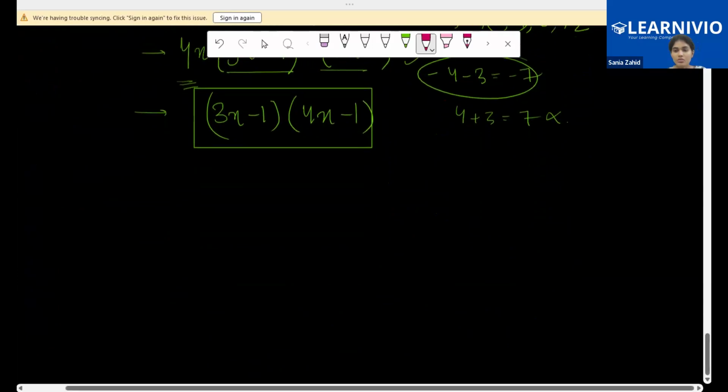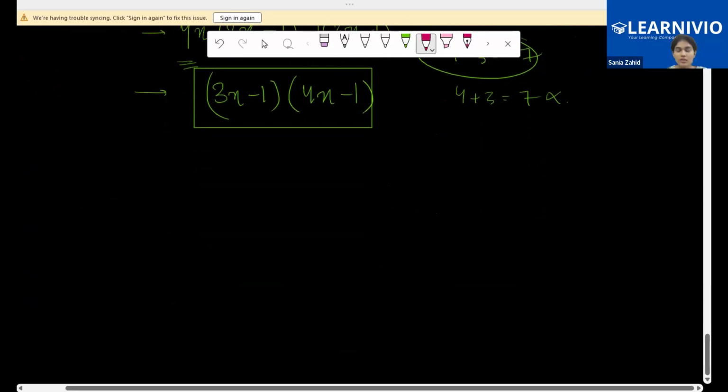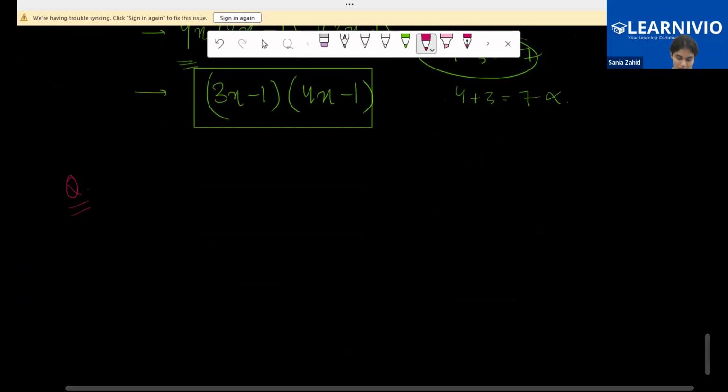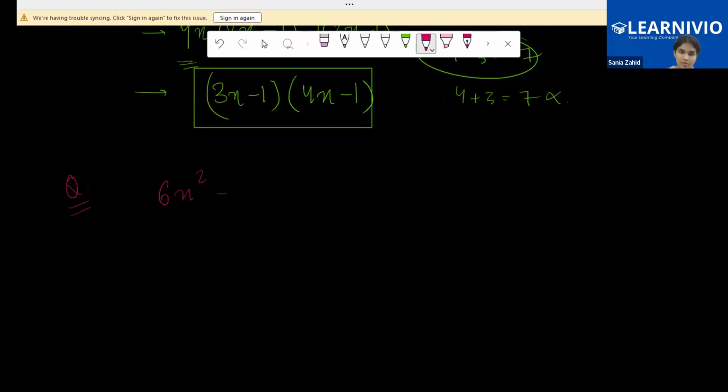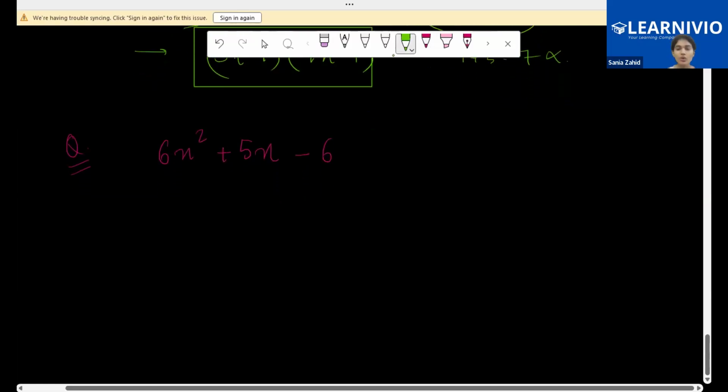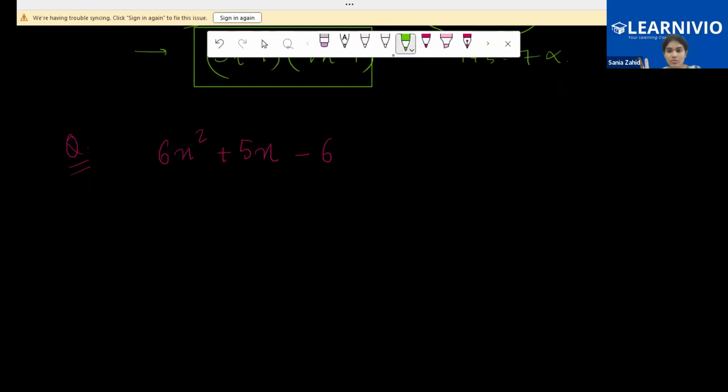Okay. So, children, now focus here. I'll give you more questions on splitting the middle term. Next is 6x squared plus 5x minus 6. This is the question. So again, children, what was my series of steps? The first step, you multiply the coefficient of x squared and the last term. So 6 multiplied with 6 is 36.